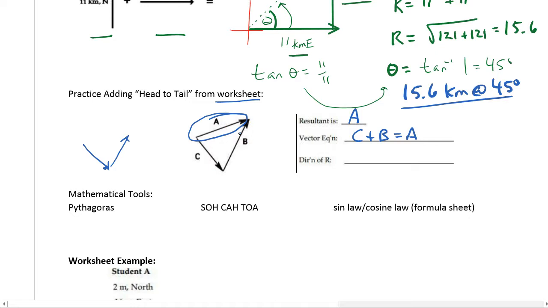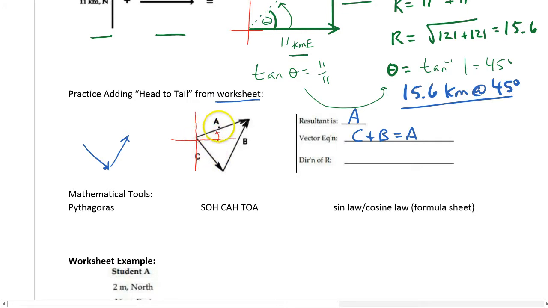What is the direction of the resultant? Well, I don't have a protractor with me, but if I look at where A started from, and I draw the north, south, east, west grid, and think about how many degrees that is, first of all, it's for sure in the first quadrant, so it's between 0 and 90 degrees.